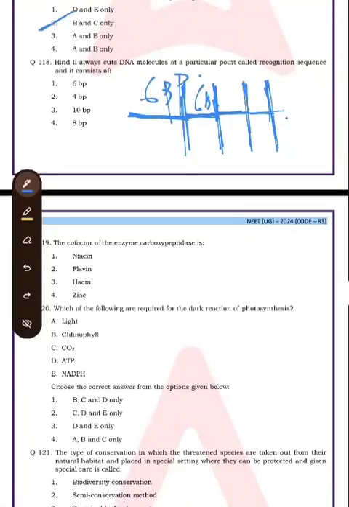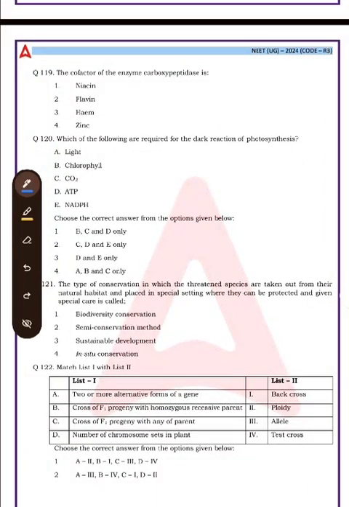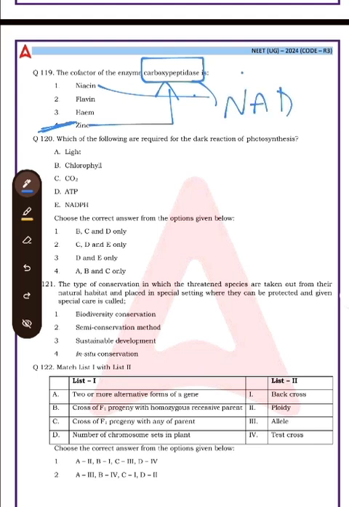6 base pairs, heme occurs at a particular point. Okay, so after 6 base pairs, understood? Okay. Next, the cofactor of the enzyme carboxypeptidase is zinc. Okay, for carboxypeptidase, zinc. And niacin is associated with NAD and NADP.